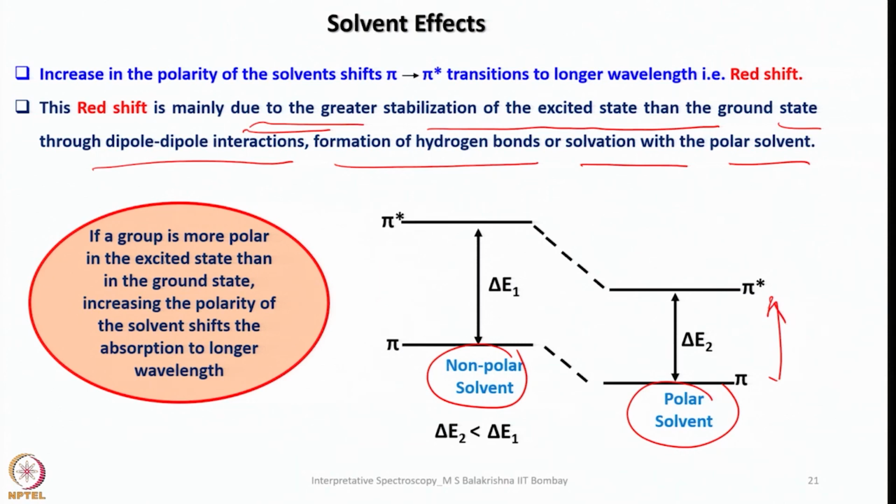That means if a group is more polar in the excited state than in the ground state, increasing the polarity of the solvent shifts the absorption to longer wavelength. This is the second type of solvent effect on pi to pi star transition. The previous one was n to pi star transition.